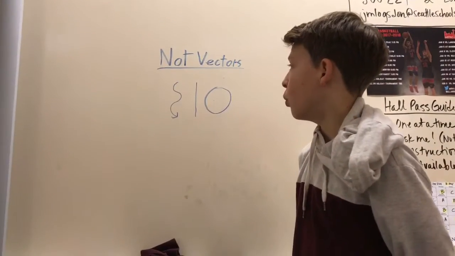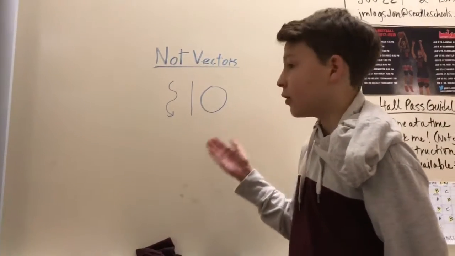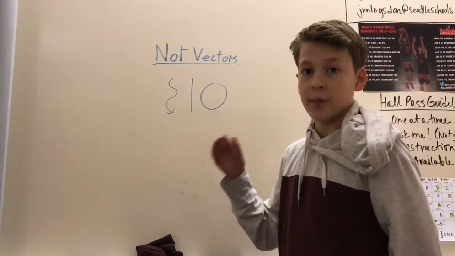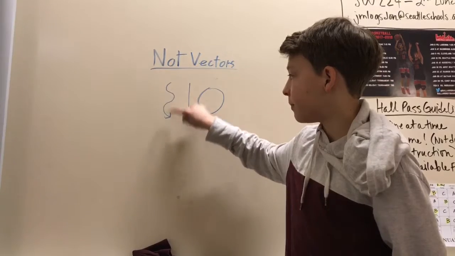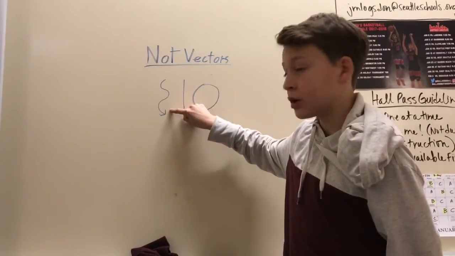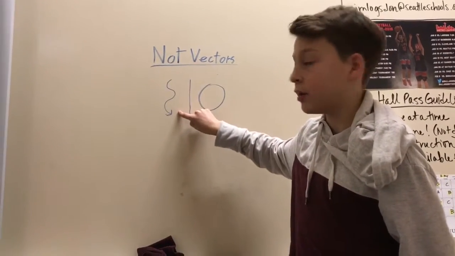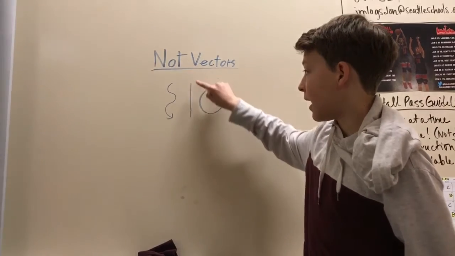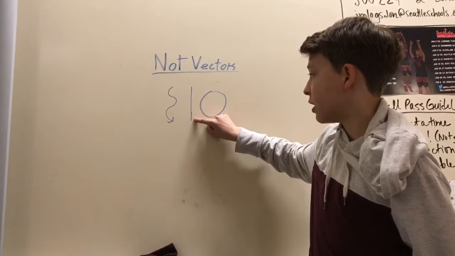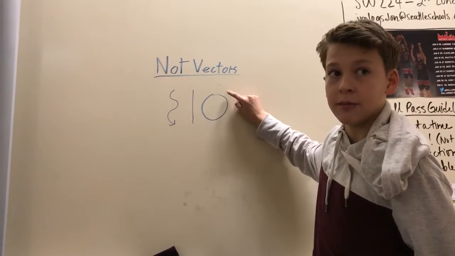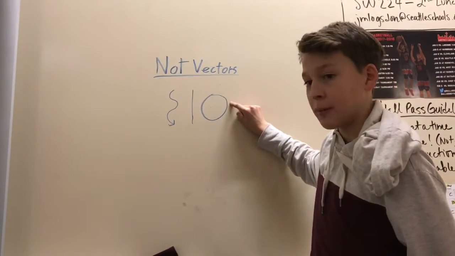Now we're going to talk about what aren't vectors. So remember that a vector has to have magnitude and direction. So here, this has a direction, but it has no magnitude. However, here, it has a magnitude, but it's lacking a direction. And here, this doesn't have a magnitude or direction.